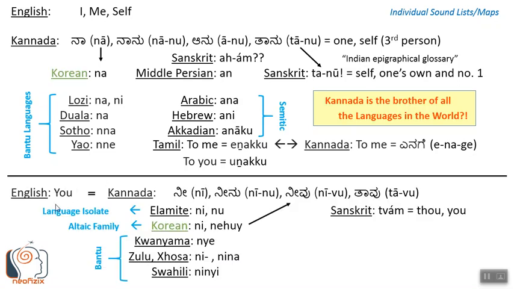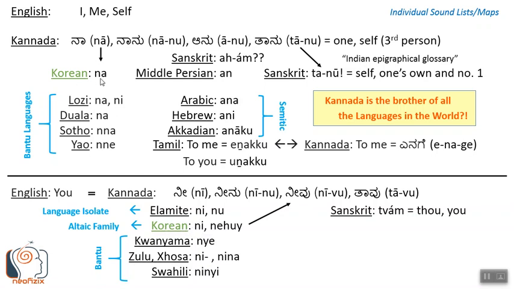Now let's move on to the word you. In English, you, and in Kannada it becomes ni, ninu, nivu, or tau. So basically the I and you words in Kannada are dominated by na and ni sounds. And in Elamite, you means ni or nu. Elamite is a language isolate. It's supposedly not related to any of the languages that we use today, or any of the older languages that we know. And again, we find the same word ni in Korean.